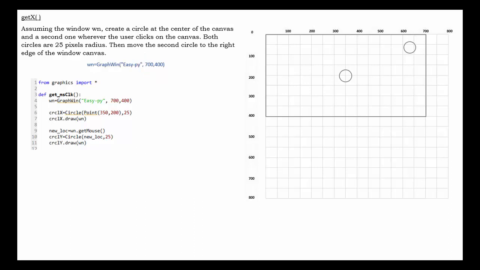As I said before, we have already addressed the first half of the problem in the previous segment titled Get Mouse. And below here is a sample program related to this solution. The remaining task, to move the second circle to the right edge of the window, remains to be solved. We know that the method move(dx, dy) moves an object along the x axis by the value of the dx argument and along the y axis by the value of the dy argument.